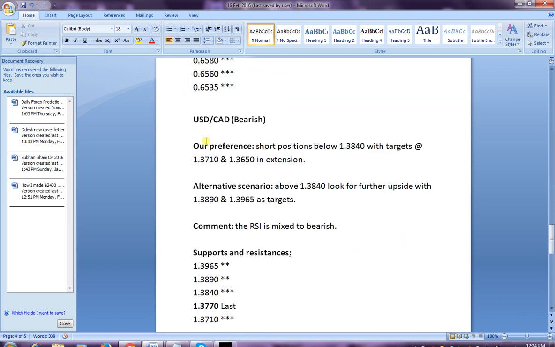And the other one is USD/CAD. Take your short position below 1.3840 with targets 1.3710 and 1.3650. It's bearish today. The RSI is mixed to bearish.